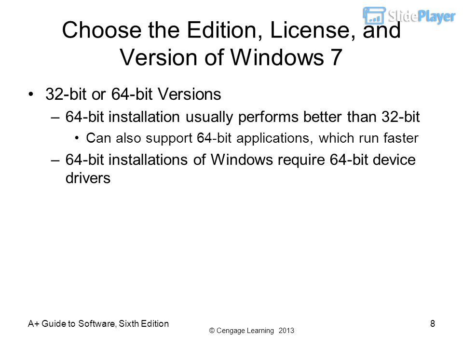Choose the edition, license, and version of Windows 7. 32-bit or 64-bit versions. A 64-bit installation usually performs better than 32-bit. It can also support 64-bit applications, which run faster. 64-bit installations of Windows require 64-bit device drivers.